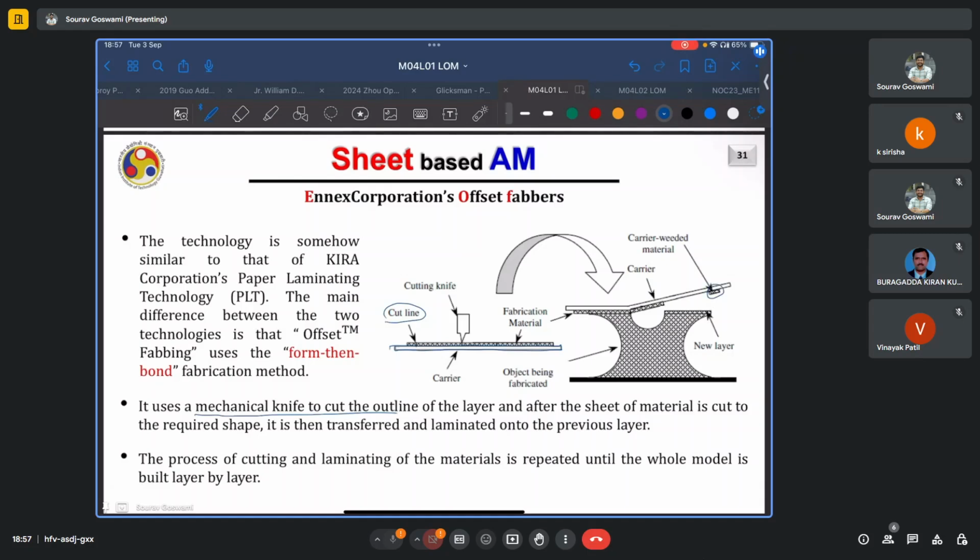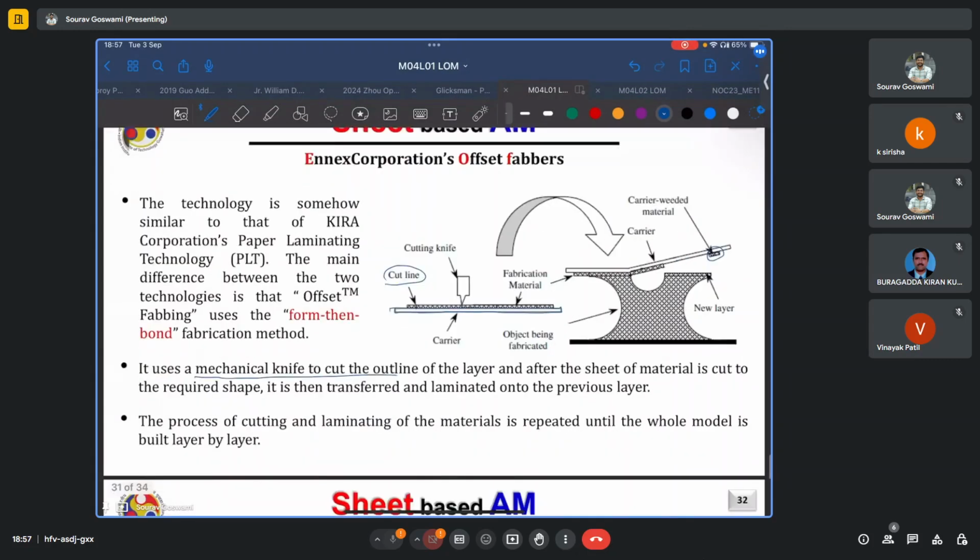This is the carrier weeded material, or the material which will not be part of the next deposition layer. It will simply be removed. And the process of cutting and laminating of the material is repeated until the whole model is built layer by layer. And as we can tell, again, proper and precise alignment will play the major role in deciding the final part accuracy.